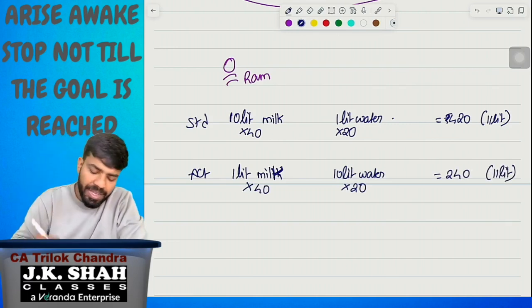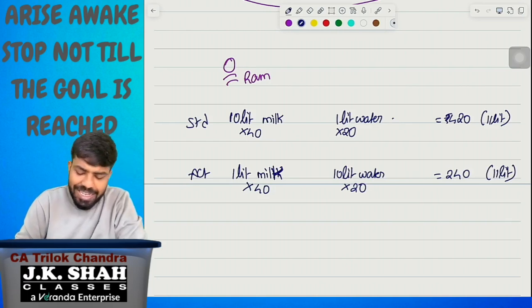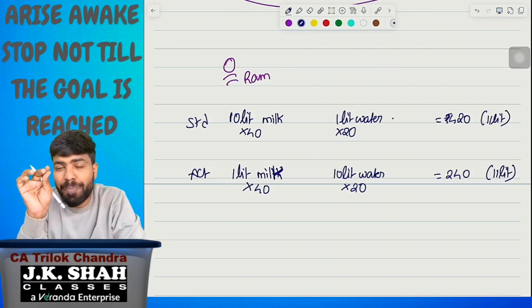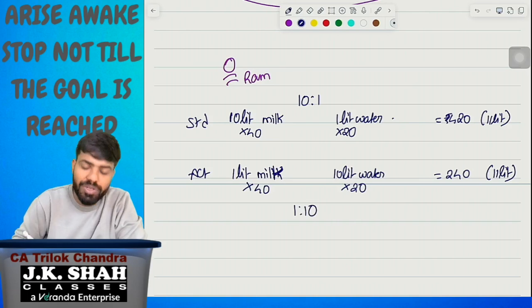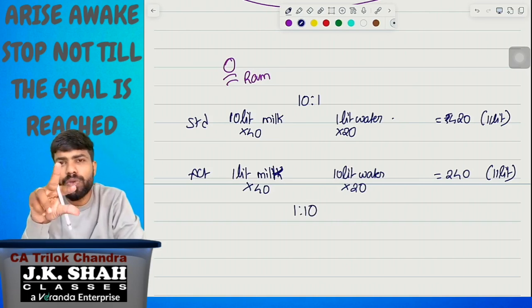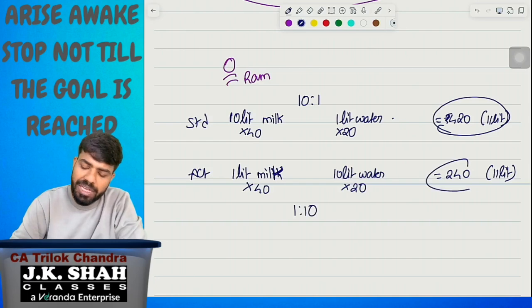Please understand, here there are two types of raw materials, milk and water, and the price is also the same, 40 and 20. What is changing is the mix proportion. Here the mix proportion is 10:1. Here the mix proportion is 1:10. Due to the change in mix proportion, the cost also changes.